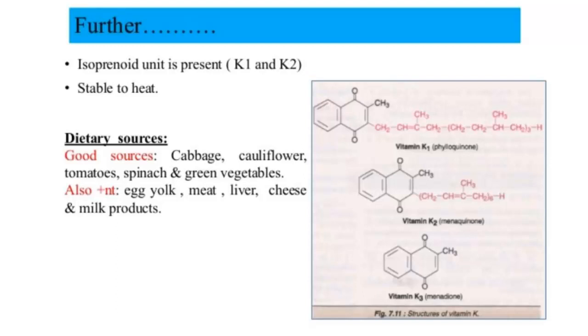Now coming to the dietary sources. The good dietary sources are cabbage, cauliflower, tomato, spinach, green vegetables. It is also present in egg yolk, meat, liver, cheese and milk products.